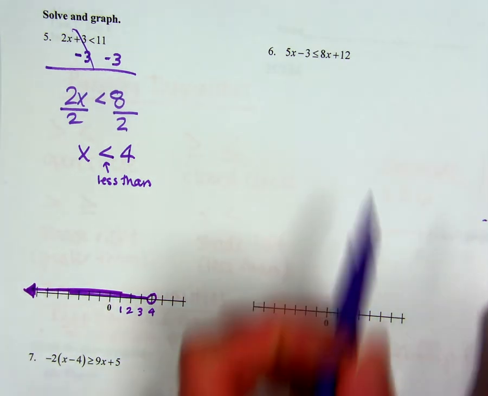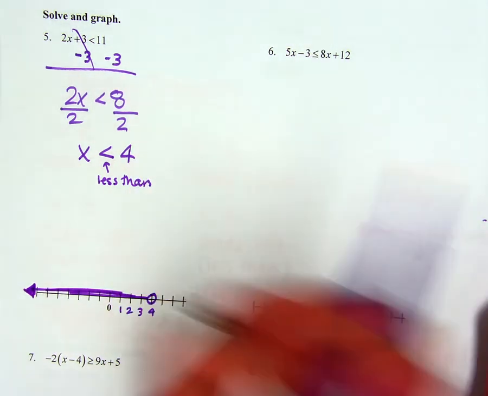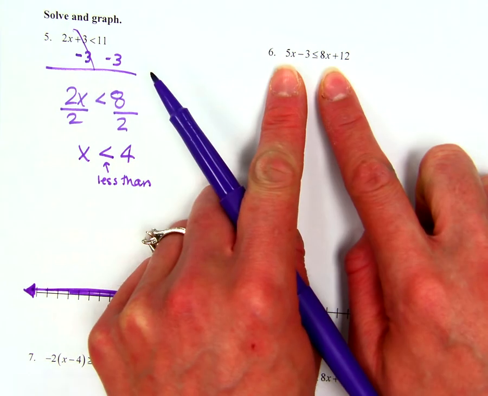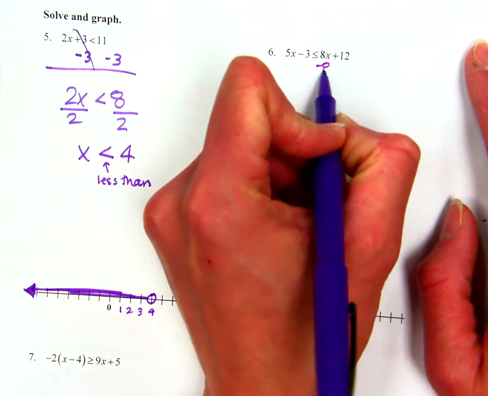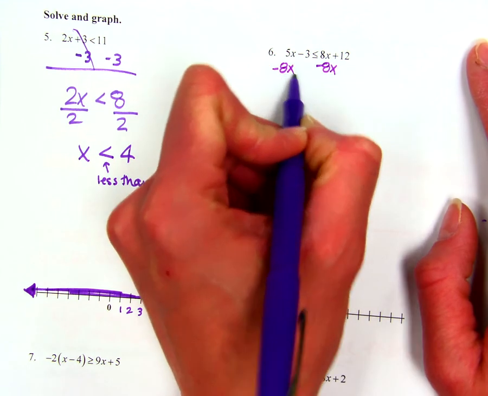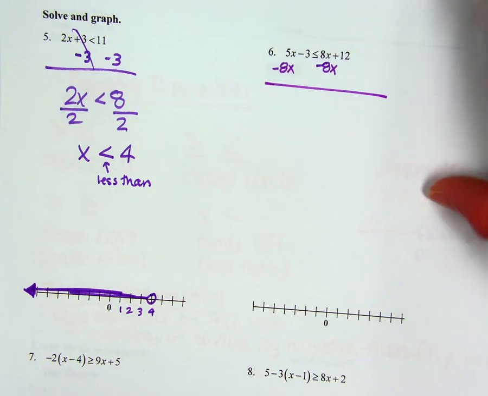Number 6, we need to combine our like terms. Well, actually, there's no like terms on the same side of the equation, so we need to move our variables to one side. So make sure that you move the 8x over to the left, because our goal is to keep the variables on the left now.